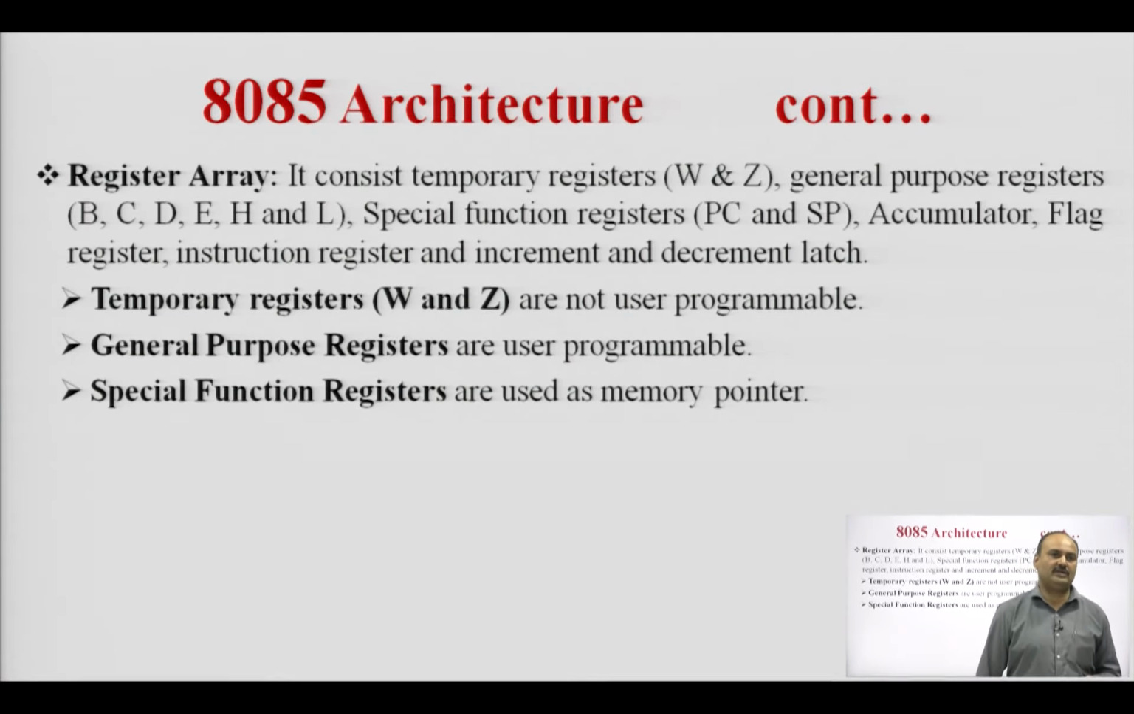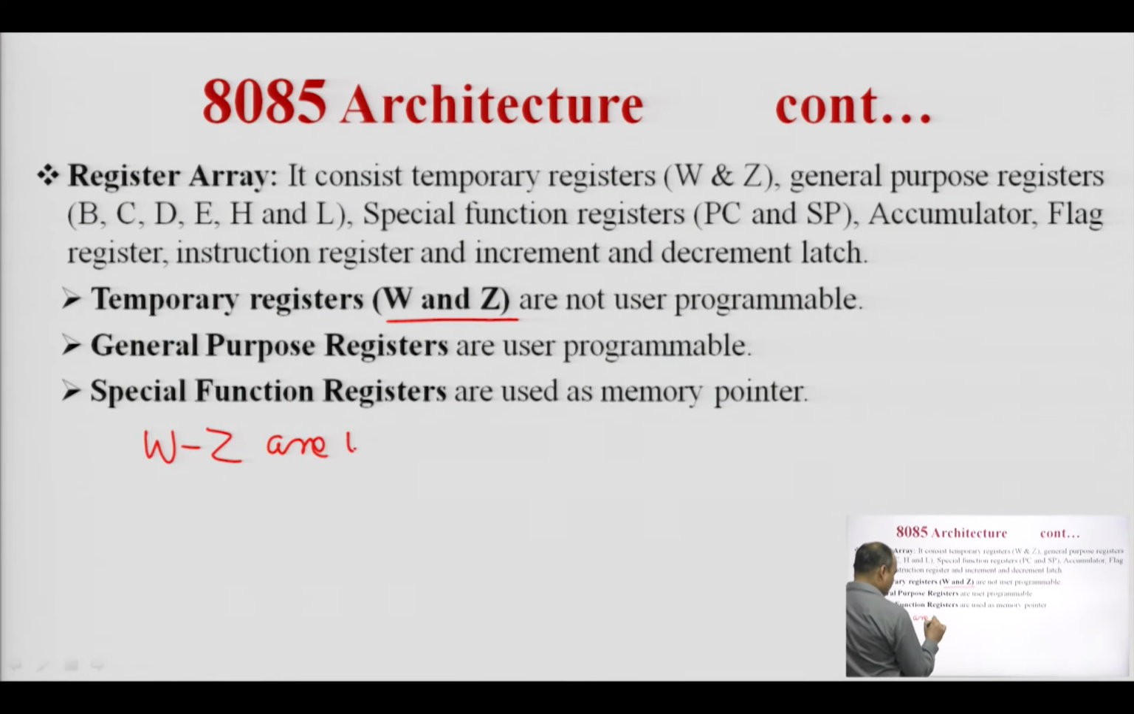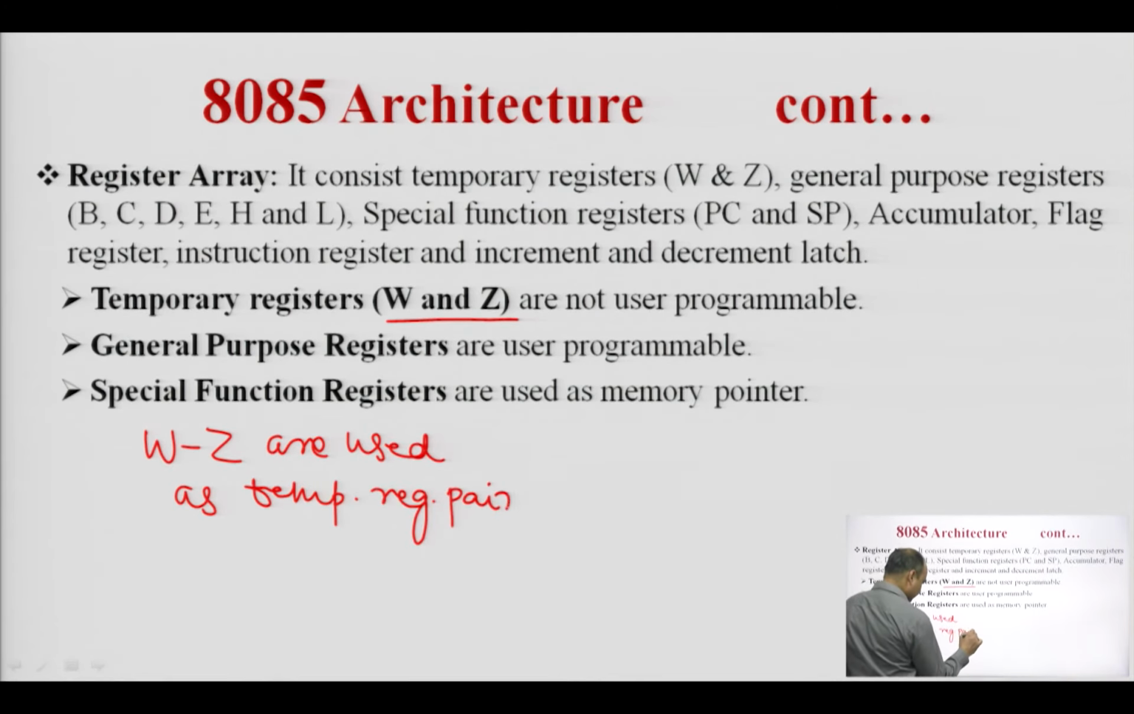So, this is the meaning of not user programmable: the microprocessor will internally use these registers for temporarily holding data. Whenever you want to perform the exchange of a 16-bit number between two register pairs, we use the W and Z register pair. Here the W and Z registers are used as a temporary register pair.